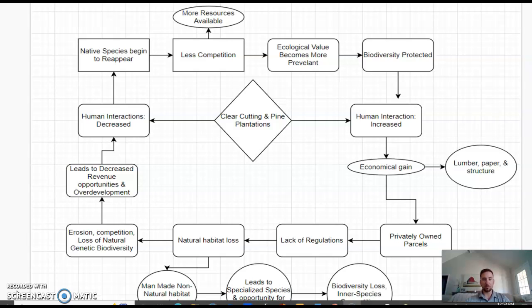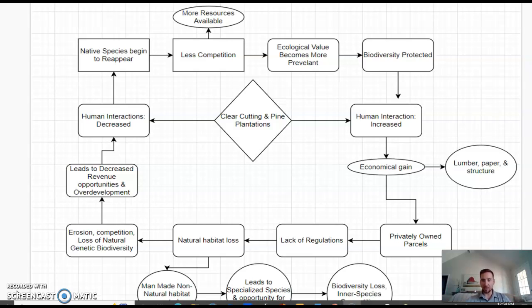But let's go through what the different phases represent and how this cycle truly works. We're talking about clear cutting and pine plantations. We're going to go to the right and see how increasing human interaction exemplifies what goes on. In the first division and first phase of human interaction increase, we see severe economical gain. That's what these pine plantations are for: lumber support, paper support, and structure support, giving the community these resources through harvesting pines and creating these pine plantations.